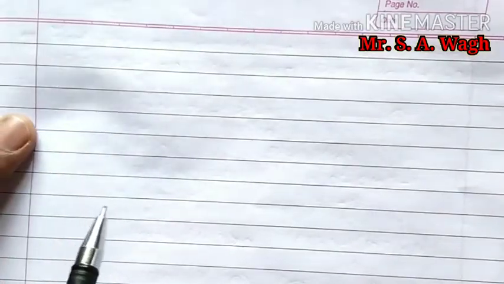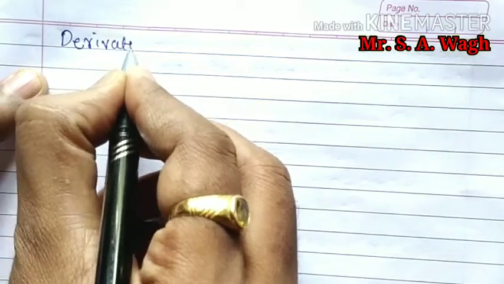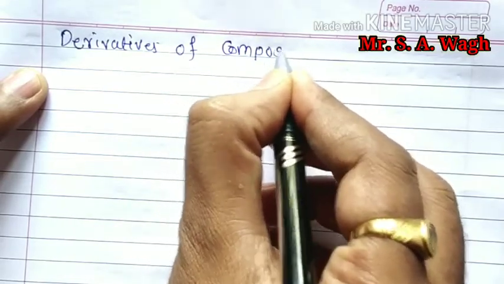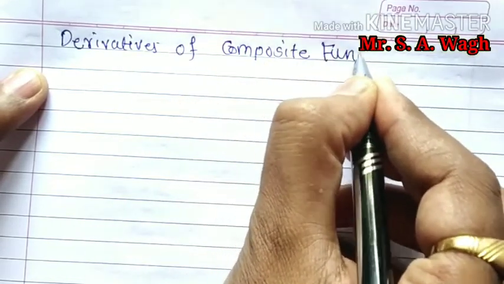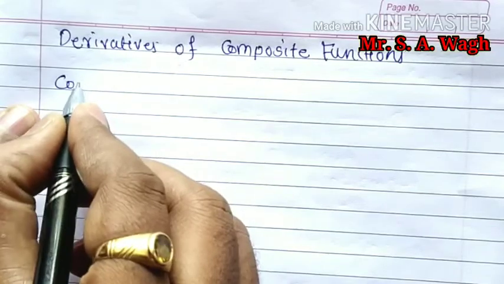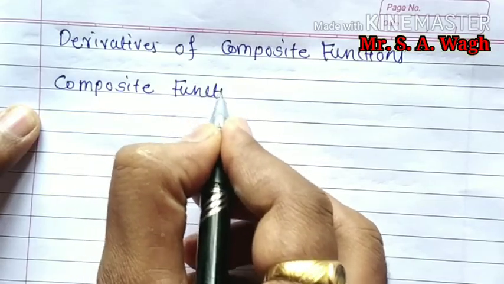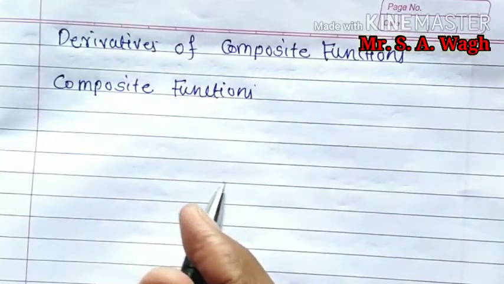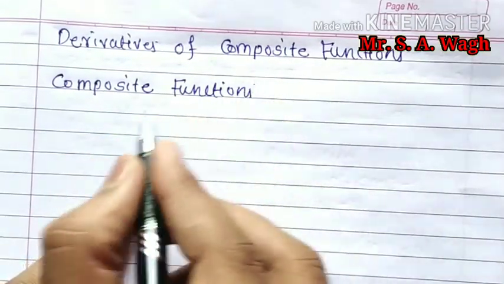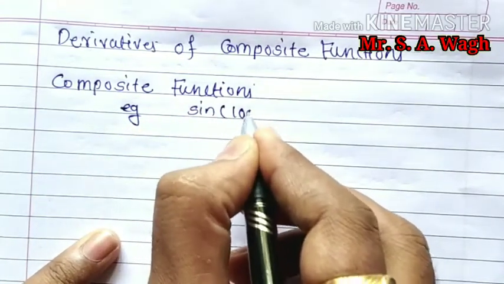Hello friends, today we discuss the derivatives of composite functions. First of all, what are composite functions? Whenever any one function consists of another function as a variable inside it, then the total function is called a composite function. For example, sine of log of x.